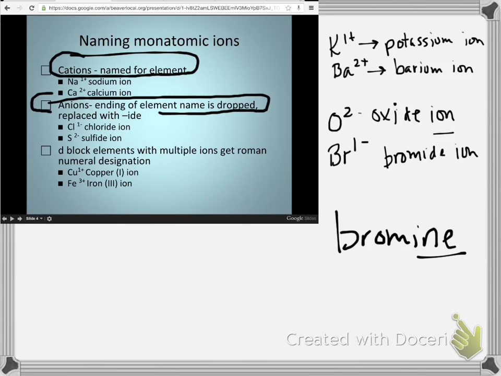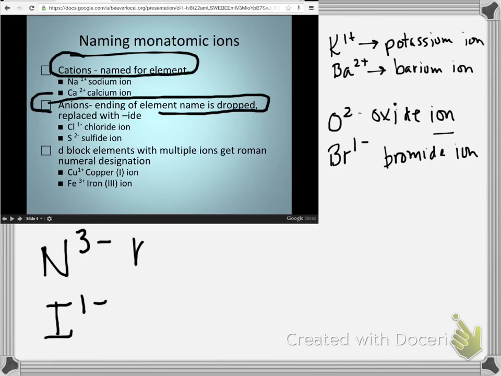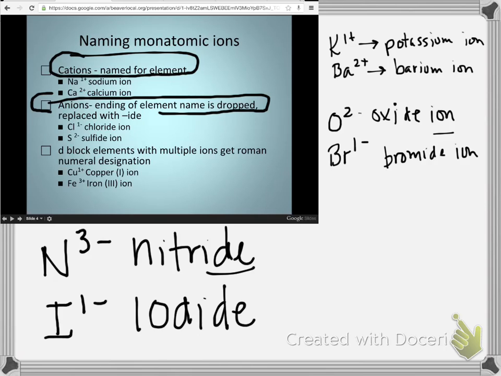Let's look at what we would call N3 minus. Yeah, that is a nitride ion. Nitride ion. Okay, I1 minus is the one that everybody hates. Okay, somebody who is wearing something other than blue jeans, take it. Okay, that is the iodide ion.